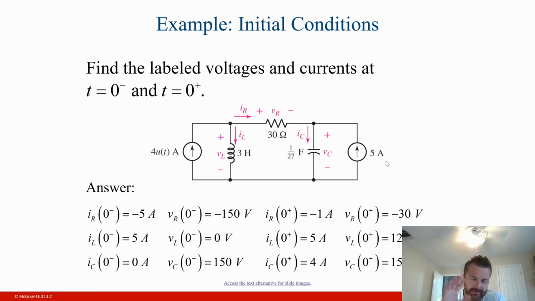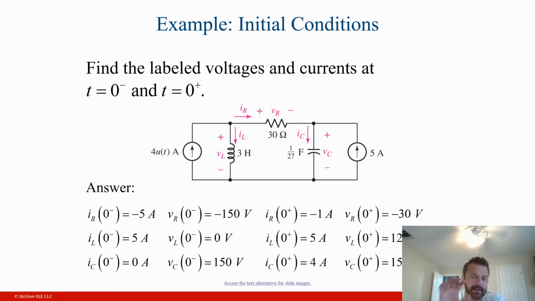So let's walk through this really quick and just ask ourselves, how would we determine the actual value of these circuit quantities at 0 minus? Well, at 0 minus, this source isn't going to be on yet. So really all we're going to have is a DC current driving really what in the middle amounts to a series combination of a resistor, an inductor, and a capacitor.